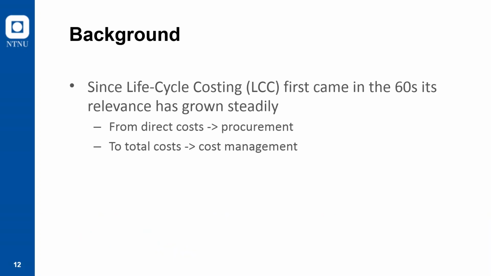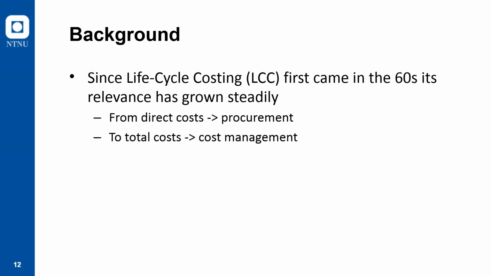So a little bit of background first. Life cycle costing came first in the 60s, originally from the Department of Defense in the US, in order to procure the right weapon system that gave them the lowest direct costs over the lifespan. But this has now changed. Direct cost is today often just a small fraction of the total cost. So now it has been lifted to more total cost and therefore also cost management in general.